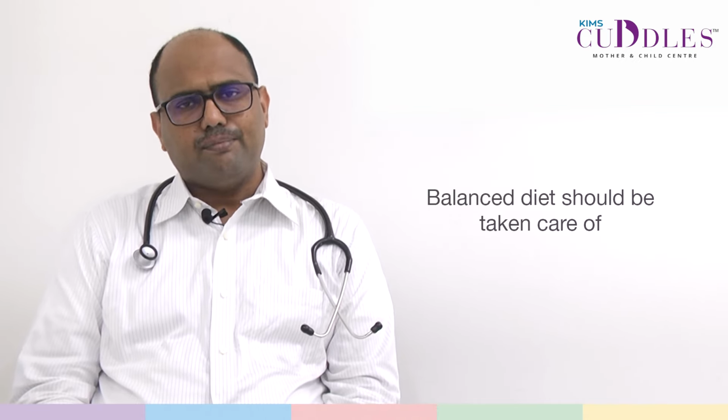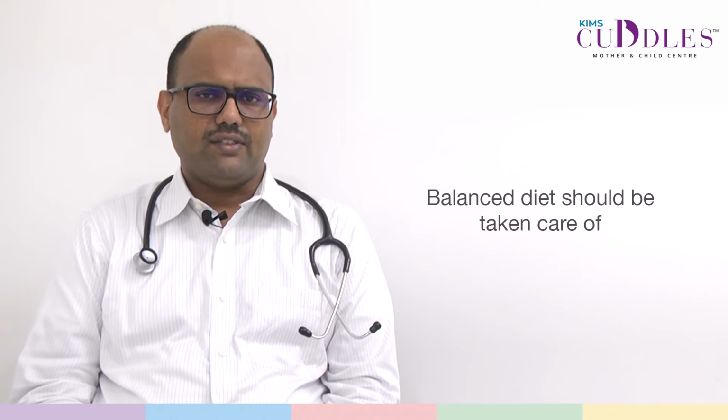You take care of a balanced diet, not just giving excess carbs or excess fats. A balanced diet means it should contain all micronutrients as important as macronutrients, that is carbohydrates, fats and proteins. Micronutrients are equally important: iron, calcium, phosphorus and all that, and vitamins, vitamin A, B complex, vitamins C, D, E. All that is very, very important. When a balanced diet is given, usually they don't develop obesity.